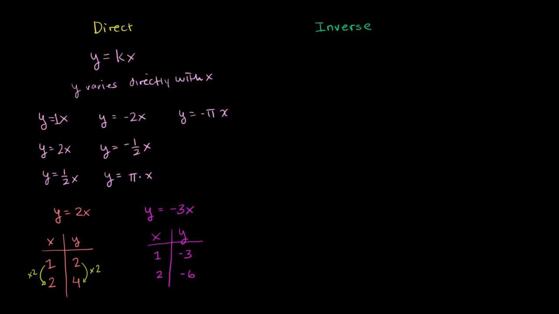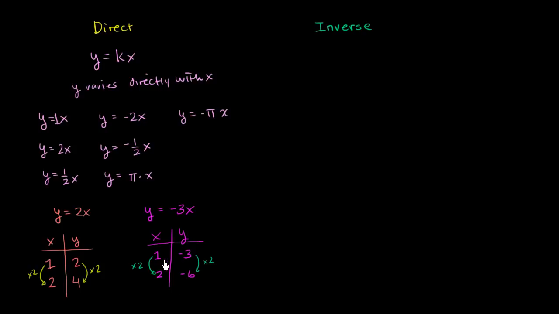So notice, if we scale up x by 2, we're also scaling up y by 2. To go from 1 to 2, you multiply by 2. To go from negative 3 to negative 6, you're also multiplying by 2. So we grew by the same scaling factor.